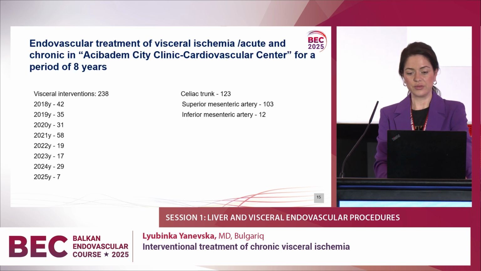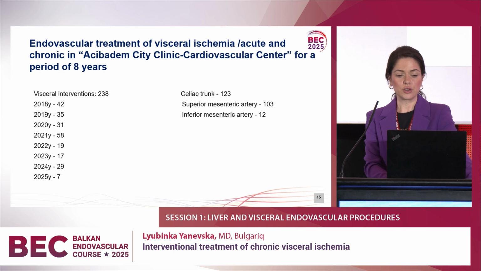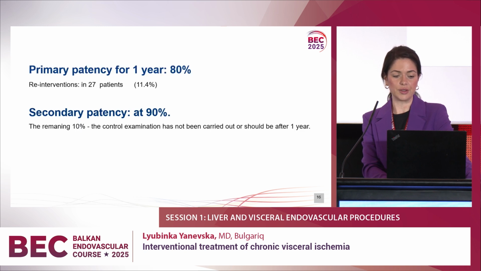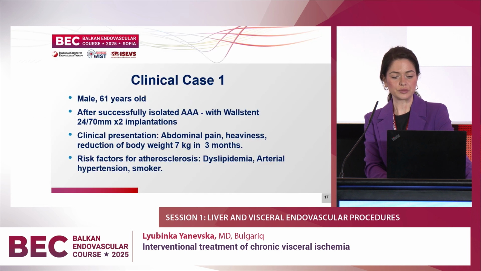Endovascular treatment of visceral ischemia, acute and chronic, in the cardiovascular center, city clinic, for a period of 8 years is 238 cases: 123 for celiac trunk, 103 for superior mesenteric artery, and 12 for inferior mesenteric artery. Primary patency at 1 year is 80%, secondary patency at 18%.